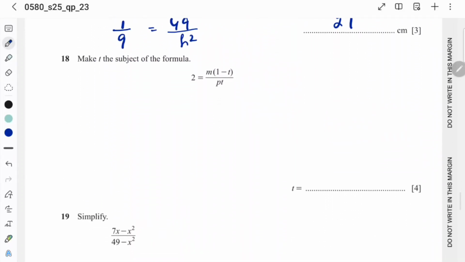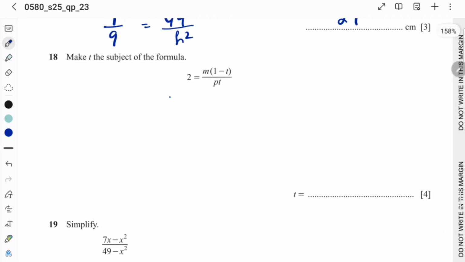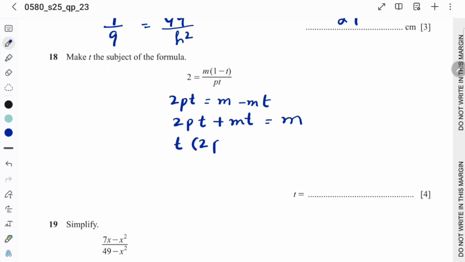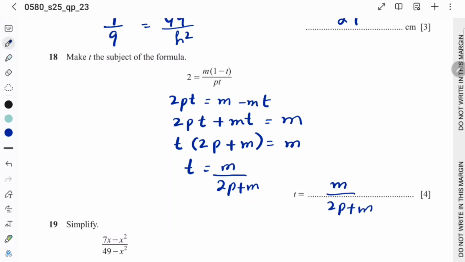Now question number 18, making t the subject of the formula, just cross multiply. So 2pt is equal to m minus mt. 2pt plus mt. Keep t at one side and take common to make it once. So t times 2p plus m is equal to m. T is equal to m upon 2p plus m.